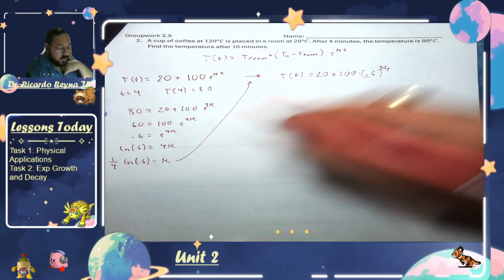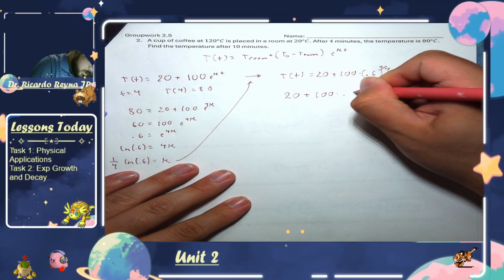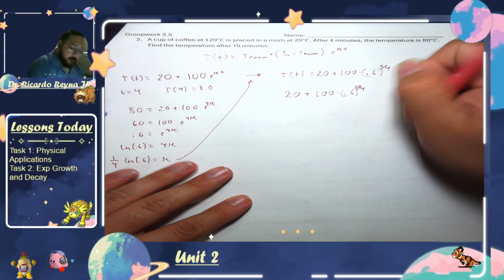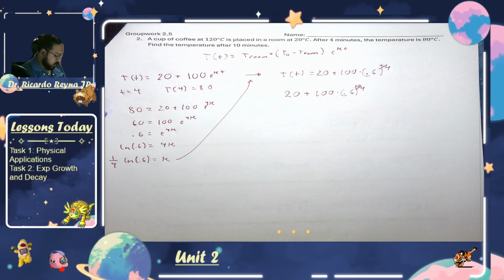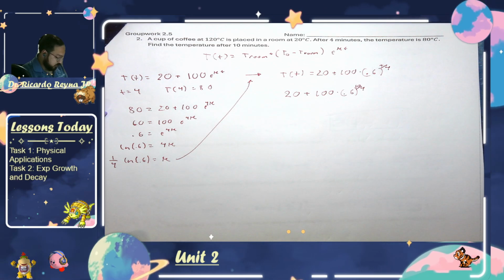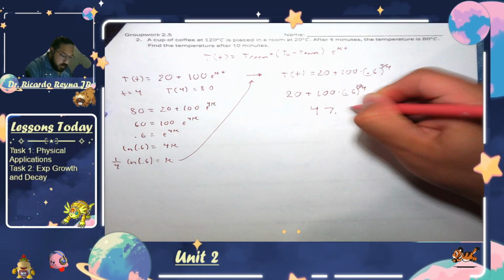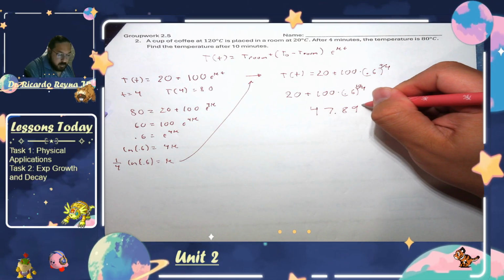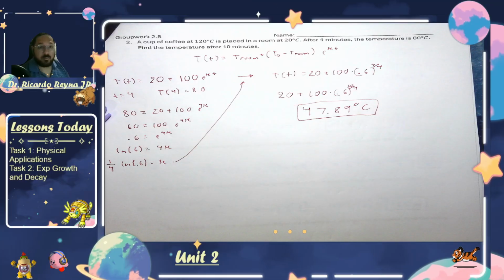So now it says find the temperature after 10 minutes. So that means we're just going to type into the calculator this full expression, with 10 over 4. Right? 20 plus 100 times 0.6 to the power of 10 over 4. And I get 47.89 as my rounded temperature, rounded to 2 decimal places. And that's it.